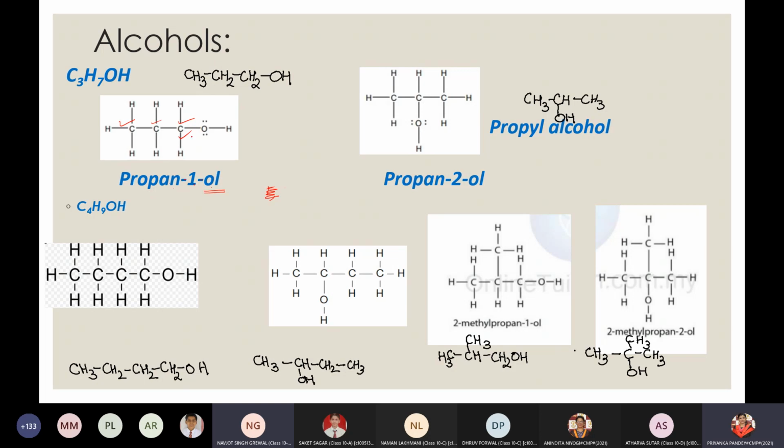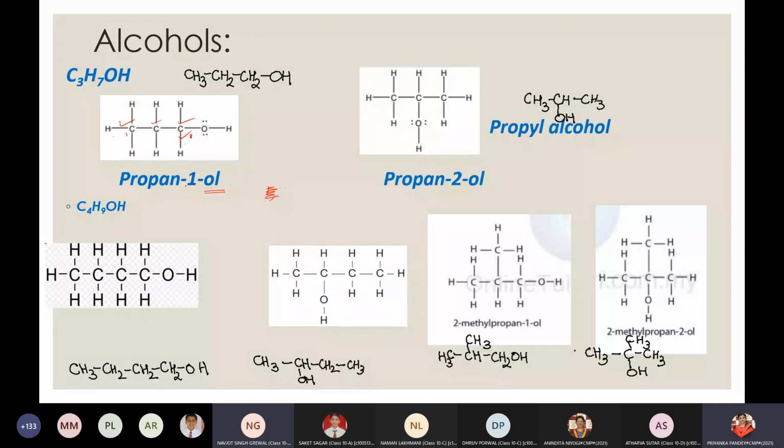Children, it can be here or it can be here also. If it is here, this becomes carbon 1. And if, as per the structure we've been given here, it is on the other side, then that carbon atom is numbered as 1. Okay, so propan-1-ol.